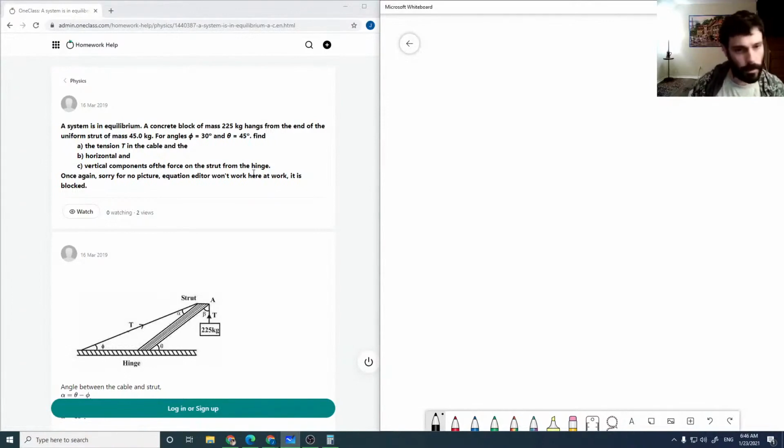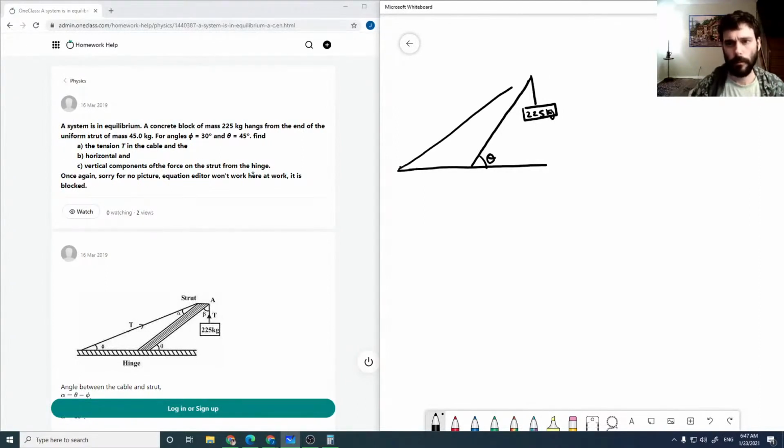Okay, a system is in equilibrium. We've got a hinge point here, a strut, a mass, and that guy's at theta, and this is coming out at phi. And the question wants the tension in the cable.